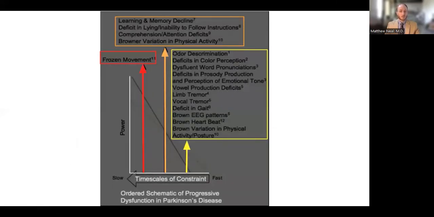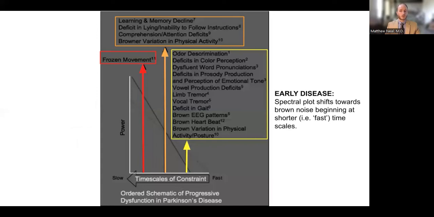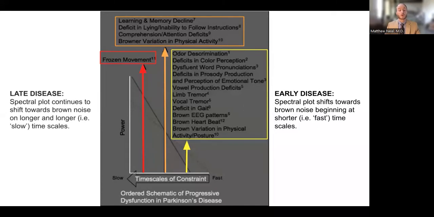And there is actually a really interesting complexity model of the progression of Parkinson's disease, where you see in early disease a spectral plot that shifts towards brown noise, and it starts doing that at the really small, short, or fast time scales, right? And those are the first symptoms that you get: the mild tremors, small deficits in gait, the vocal tremor. And then as the disease progresses, you get compromise at longer and longer time scales, right? Until ultimately, at the end of the disease course, you have frozen movement altogether.